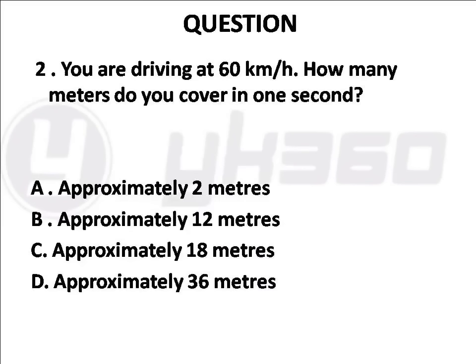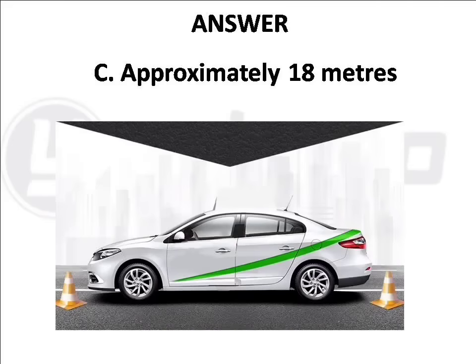Question number 2. You are driving at 60 kilometers per hour. How many meters do you cover in 1 second? The options are: A, approximately 2 meters; B, approximately 12 meters; C, approximately 18 meters; D, approximately 36 meters. The answer is option C, approximately 18 meters.